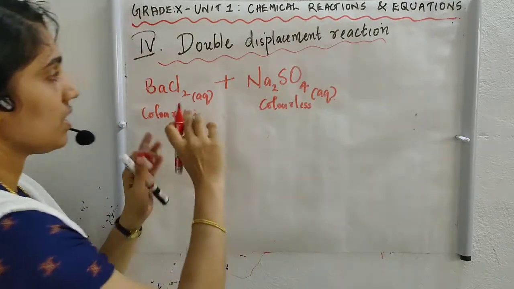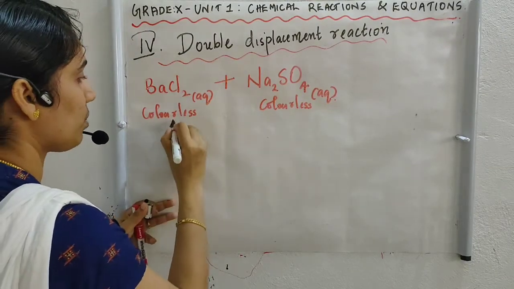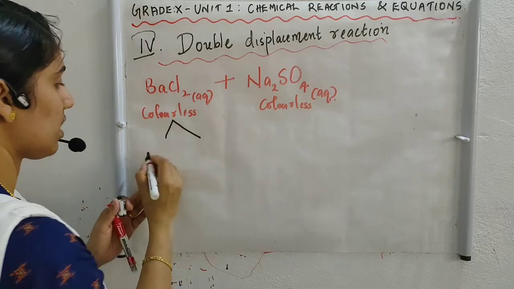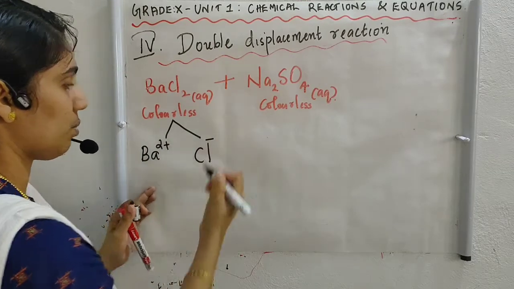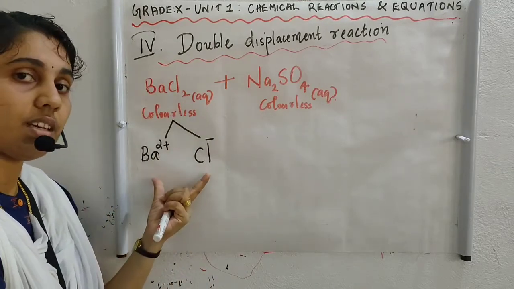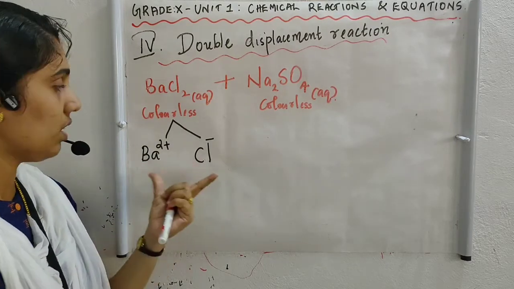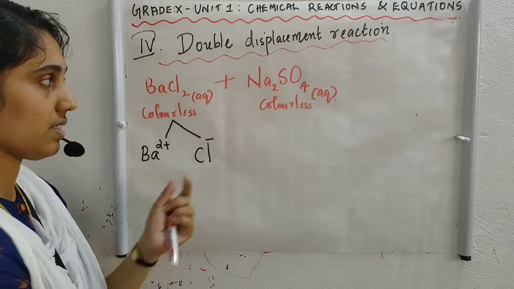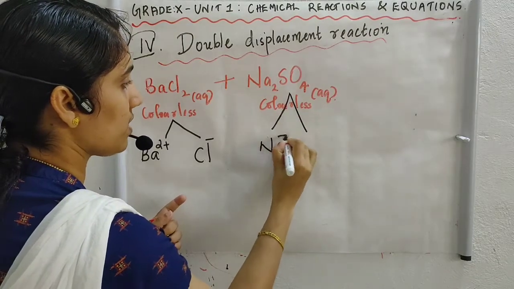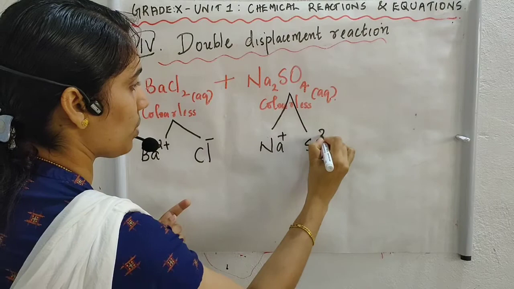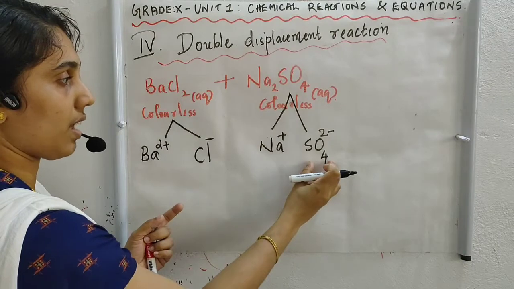So what is the definition? These two are ionic compounds. In barium chloride, positive and negative ions are there. The positive ion is Ba2+ and the negative ion is Cl-. The positive ion we call a cation and the negative ion an anion. So the ions are Ba2+ and Cl-. In Na2SO4, the ions are Na+ and SO4 2-. That combination we call the compound Na2SO4, consisting of the ions Na+ and SO4 2-.